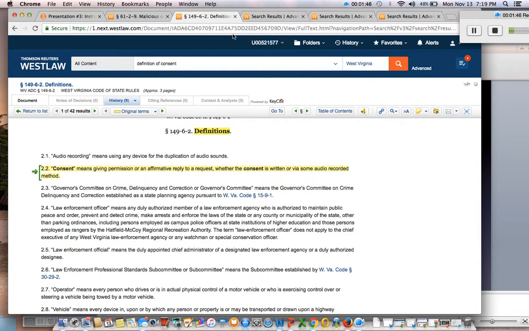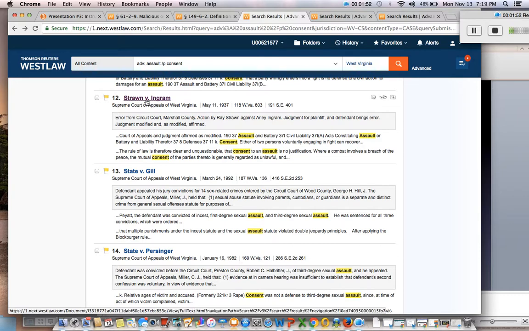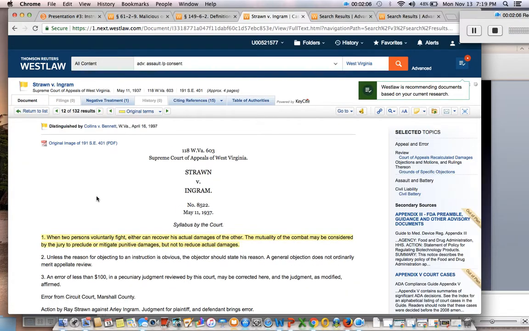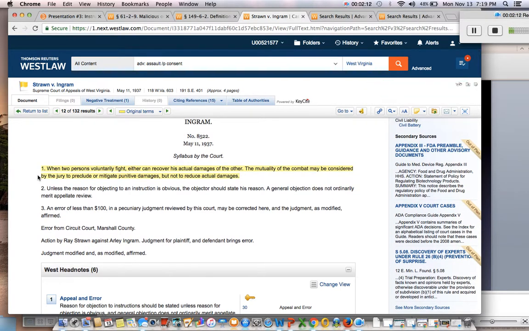So now going over to the cases, the first case that I found is Strawn versus Ingram, and I used the terms and connectors assault/P consent. So assault and consent in the same paragraph. In Strawn versus Ingram, it states that when two persons voluntarily fight, either can recover his actual damages of the other. The mutuality of the combat may be considered by the jury to preclude or mitigate punitive damages, but not to reduce actual damages.